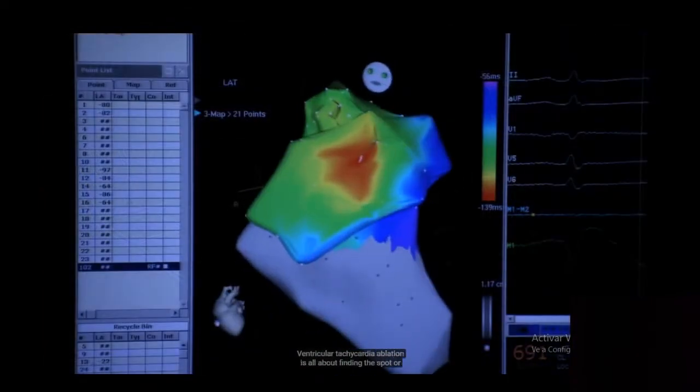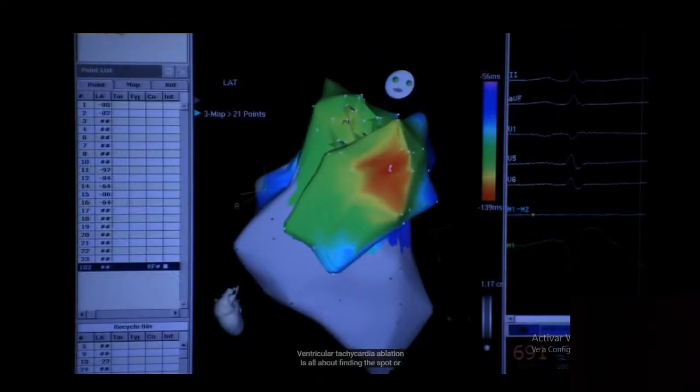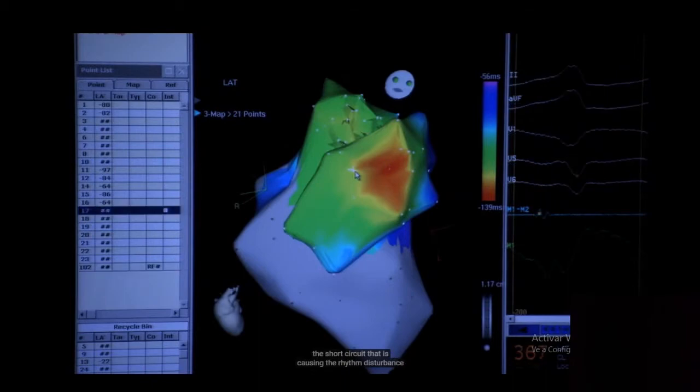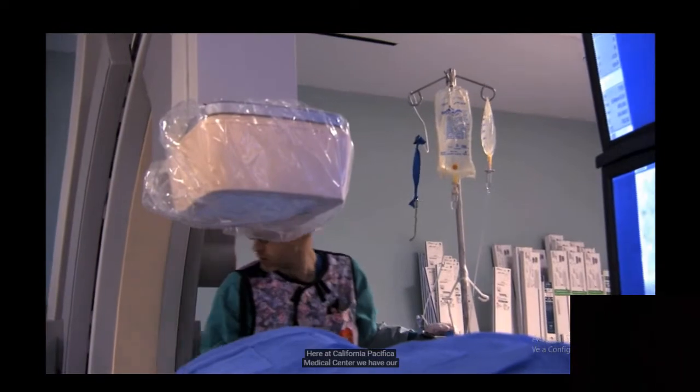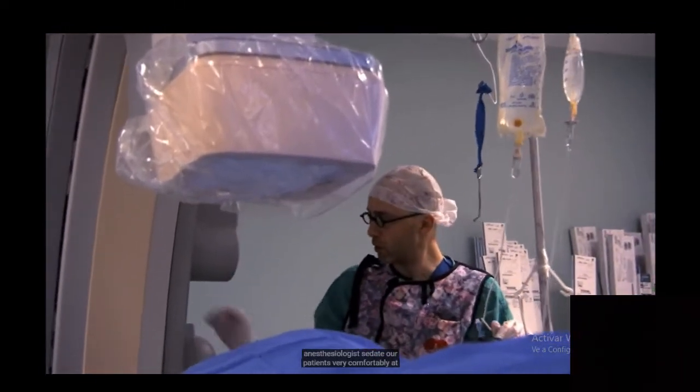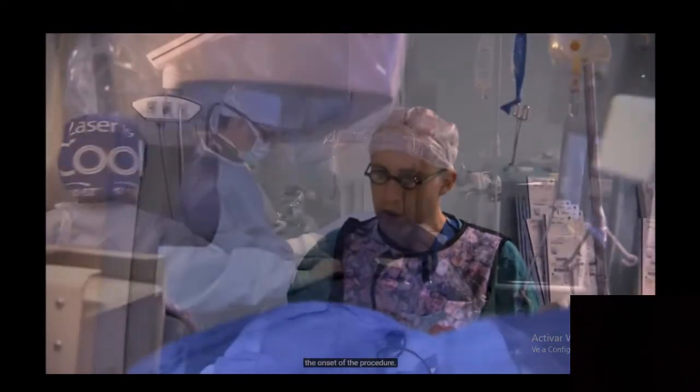Ventricular tachycardia ablation is all about finding the spot or the short circuit that is causing the rhythm disturbance. And using catheter-based technology, we find and eliminate the cause. Here at California Pacific Medical Center, we have our anesthesiologists sedate our patients very comfortably for the procedure.